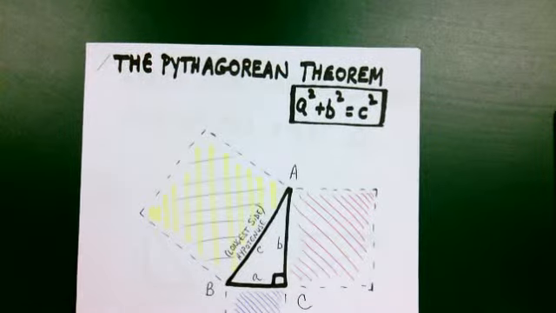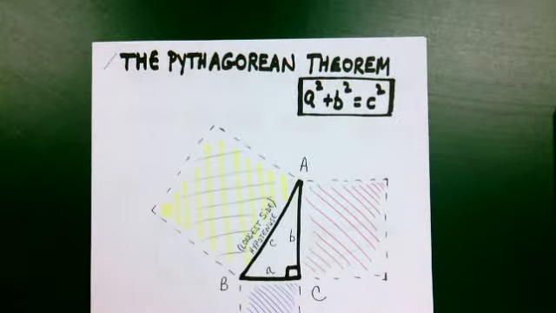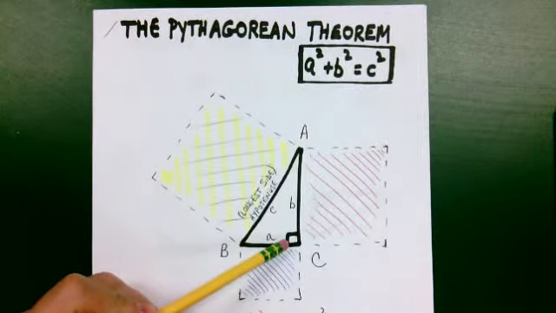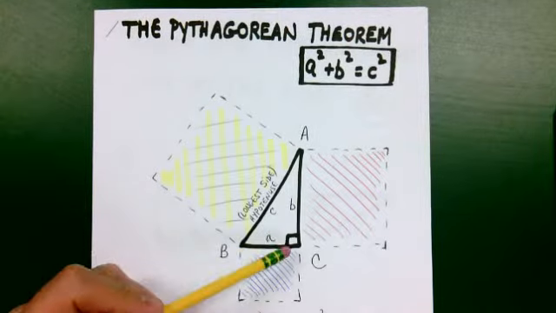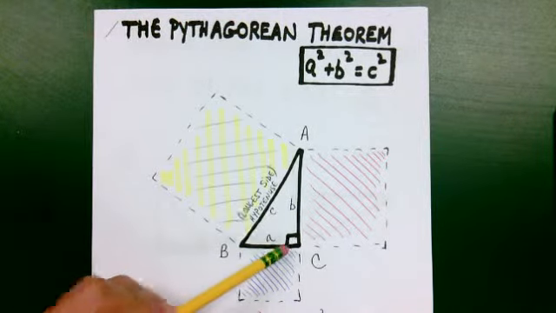So the Pythagorean theorem is all about this equation. It has to only do with right triangles. So if I were to point to the right angle, it means that there's a 90-degree angle in the triangle. So this is only going to work for triangles that are right or that have a 90-degree angle.